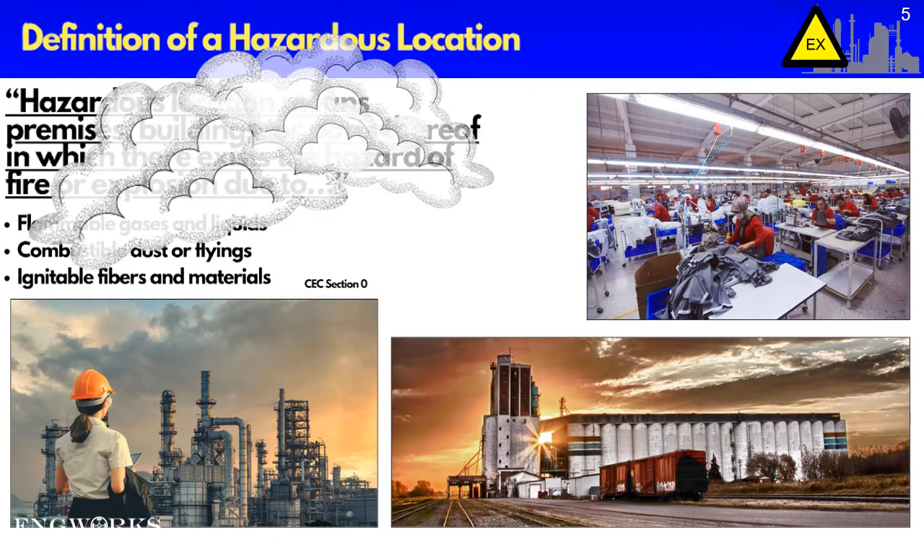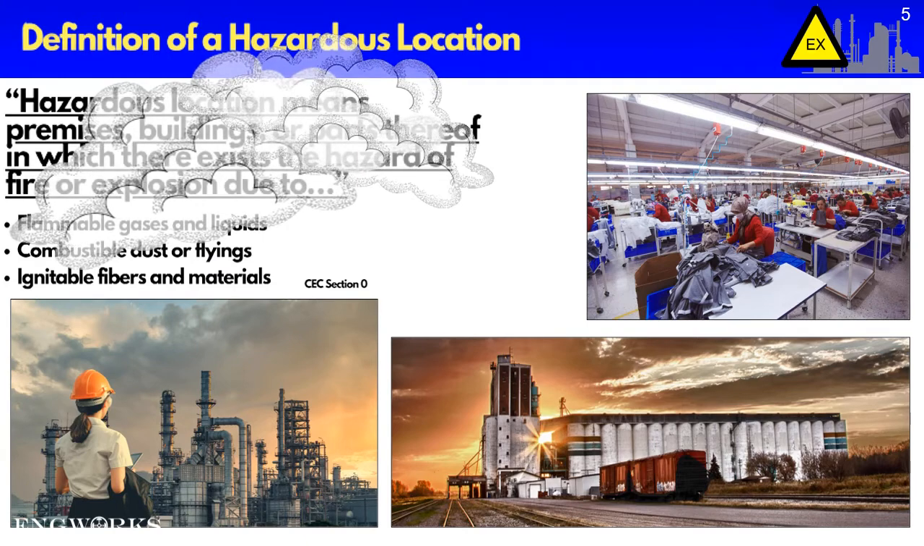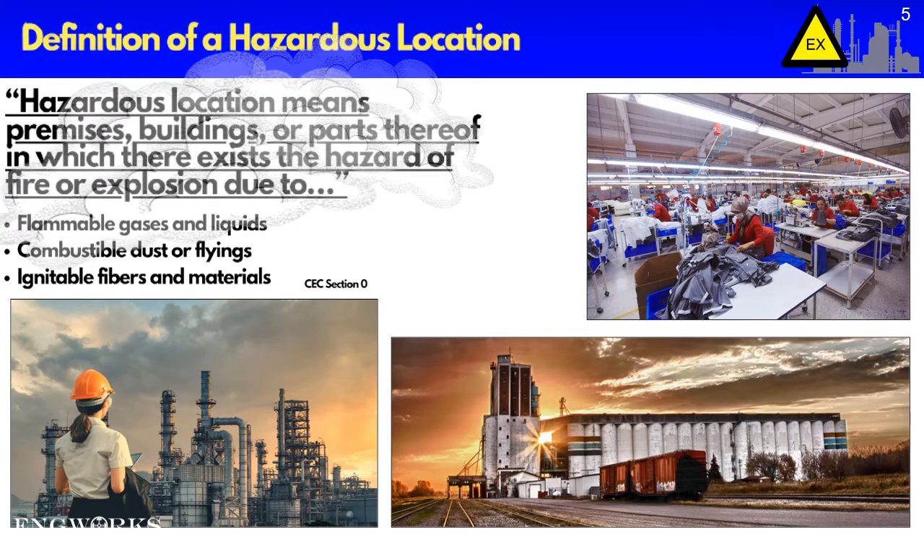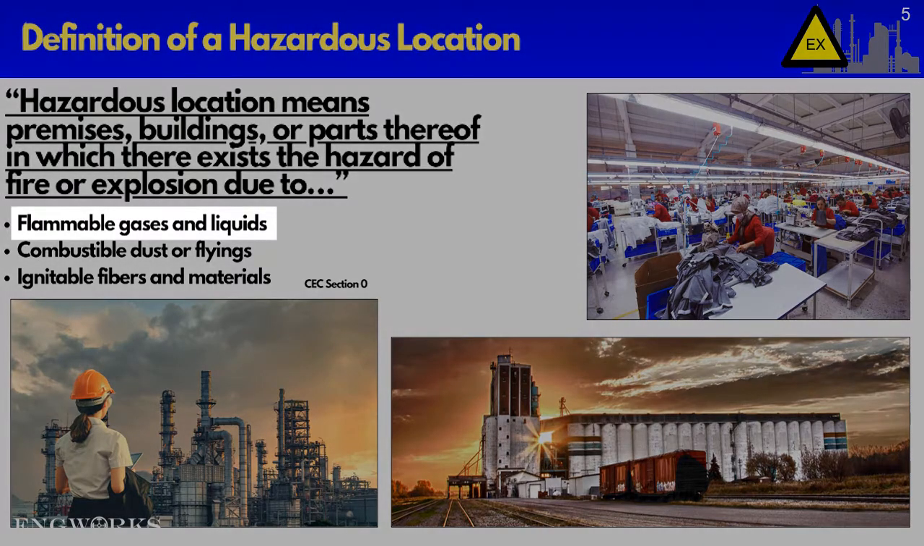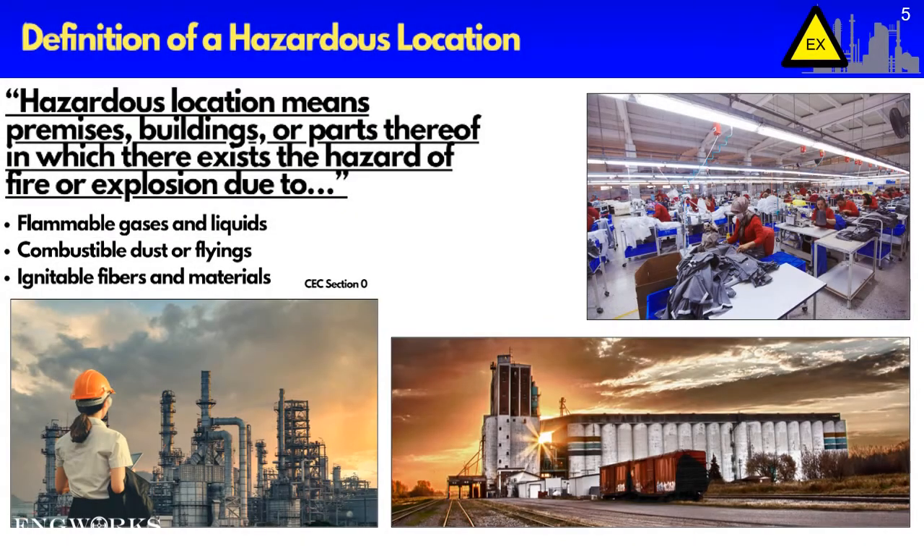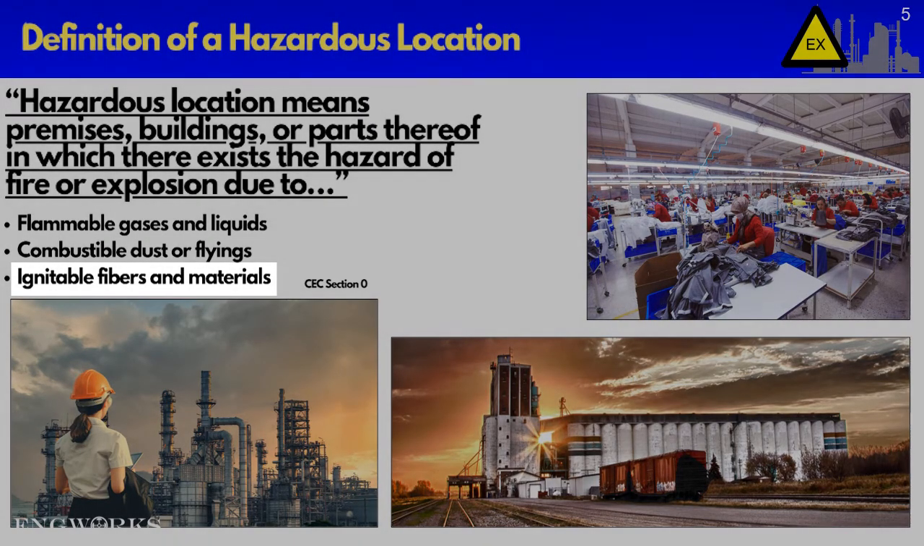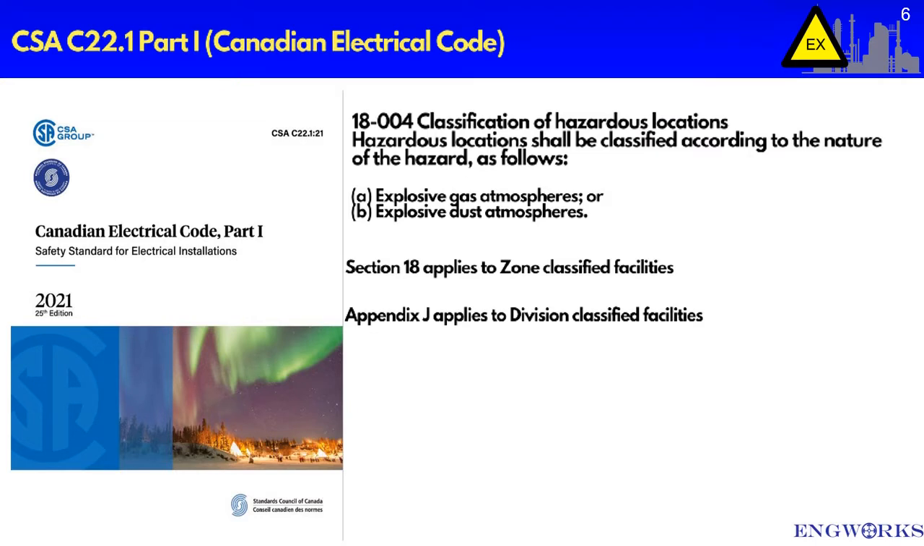So let's start by defining what a hazardous location is, as defined in the Canadian Electrical Code. Any premise, buildings, or part thereof in which there exists the hazard of fire or explosion due to flammable gases and liquids, combustible dusts or flyings, ignitable fibers and materials. An owner is required by code to define the classified areas within their operations.